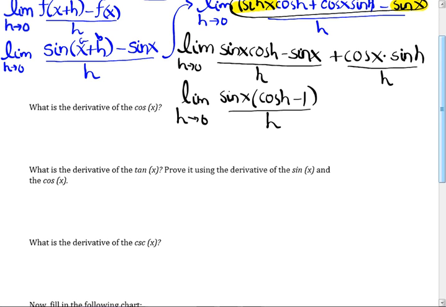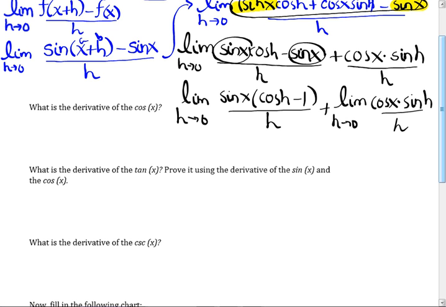And you know what? I can distribute that limit, plus the limit as h goes to 0 of cosine of x times the sine of h over h. Pardon? I factored out the sine of x right here. I undistributed. So if you distribute this back, we get that. And then do you remember this limit as h goes to 0? Do you guys remember that one? It's 0.